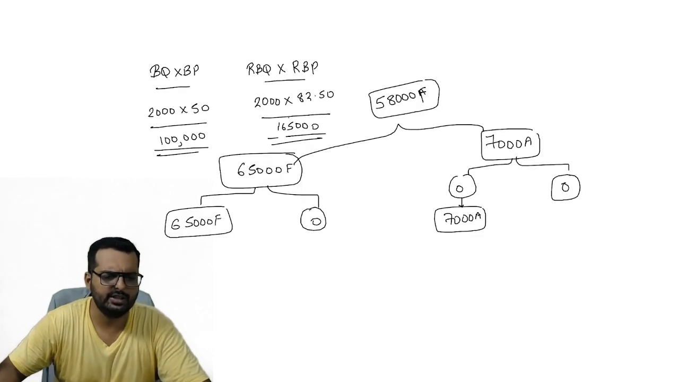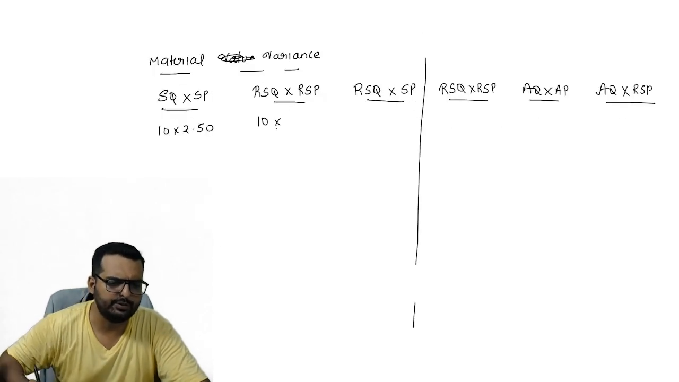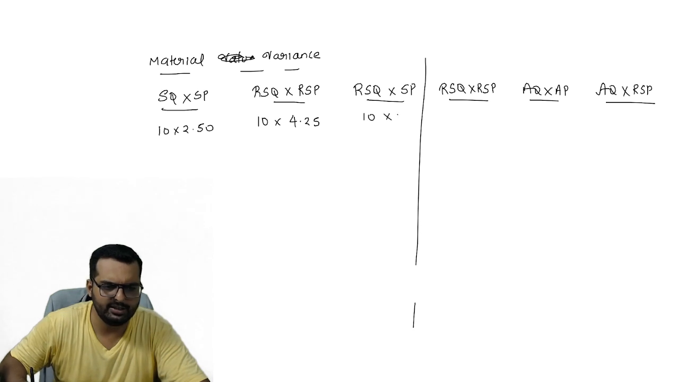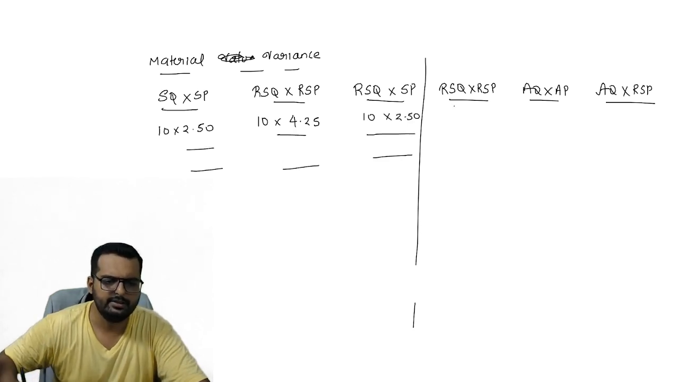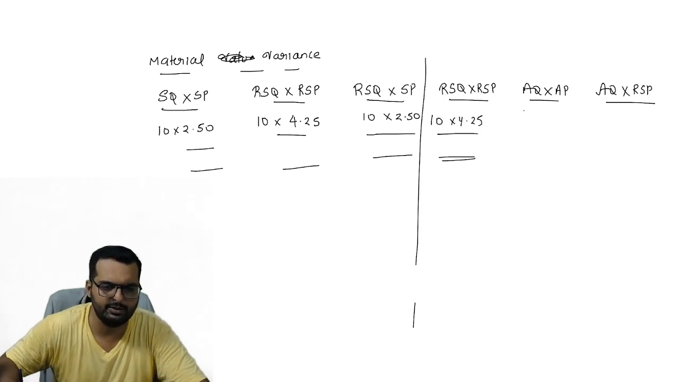RSQ also is not changing. Only instead of 2.5, the RSP is 4.25. So it will be again 10 into 2.5. So there won't be any change over there. This one would be 10 into 4.25 is what I'll start with.